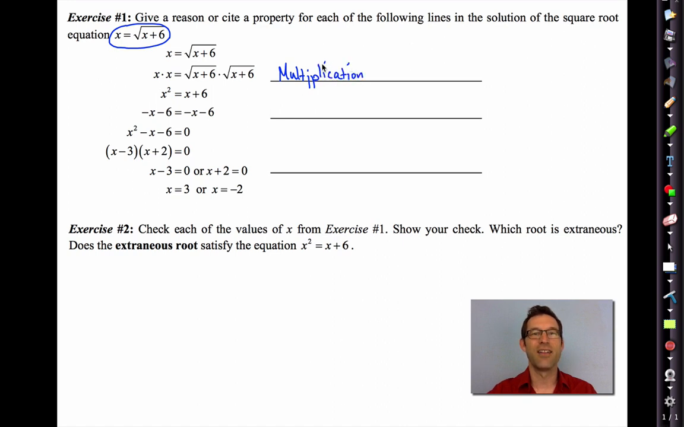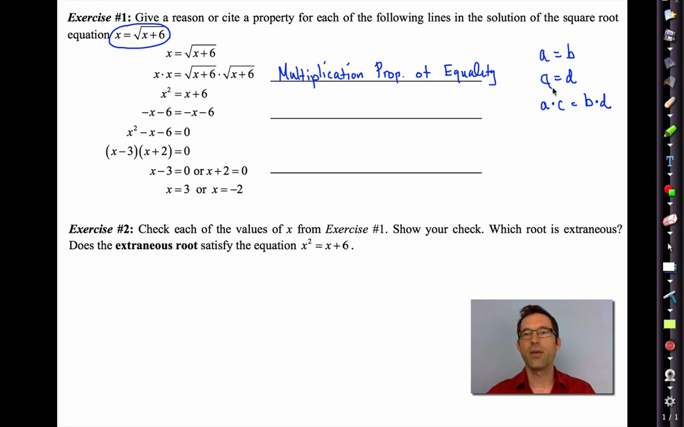multiplication property of equality. That's really that one that says, if A equals B and C equals D, then A times C equals B times D. We're really using it here, though, as saying, well, if A equals A and B equals B, then A times A must be equal to B times B, right? So this is my A, and this is my B. So now I have A times A equals B times B. All right, simple enough. And then, of course, what we get is x squared equals x plus 6.